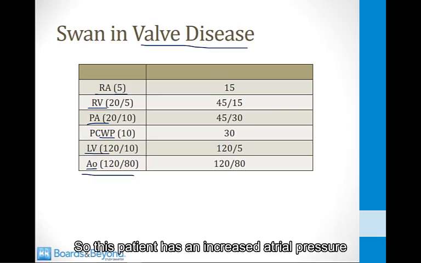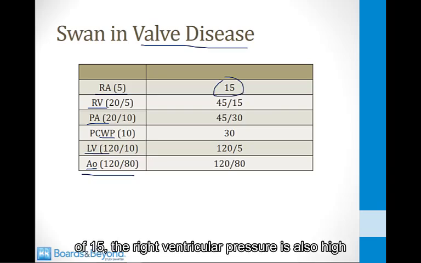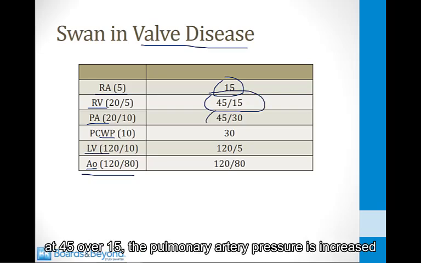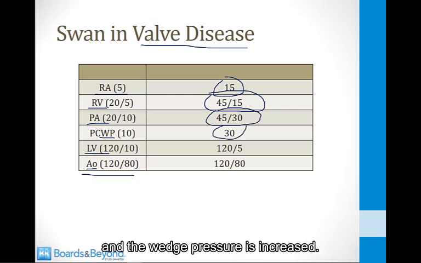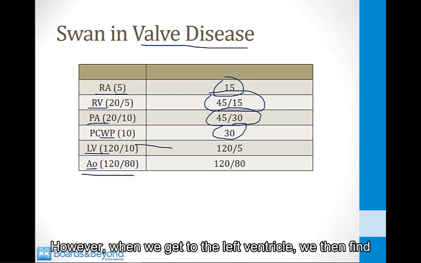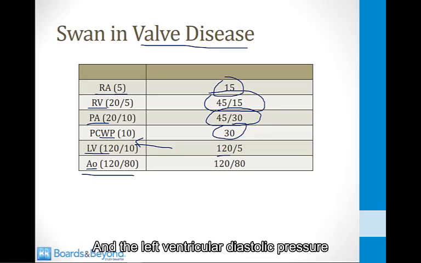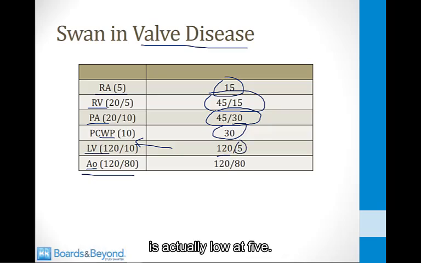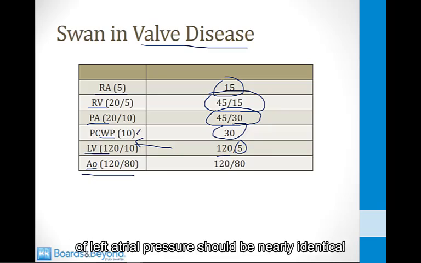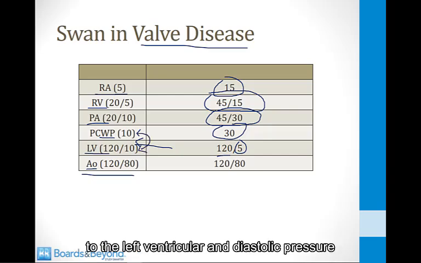So this patient has an increased right atrial pressure of 15. The right ventricular pressure is also high at 45/15. The pulmonary artery pressure is increased, and the wedge pressure is increased. However, when we get to the left ventricle, we then find that the left ventricular systolic pressure is normal, and the left ventricular diastolic pressure is actually low at 5. Look over at the normal values. Normally the wedge pressure, which is a marker of left atrial pressure, should be nearly identical to the left ventricular end diastolic pressure.